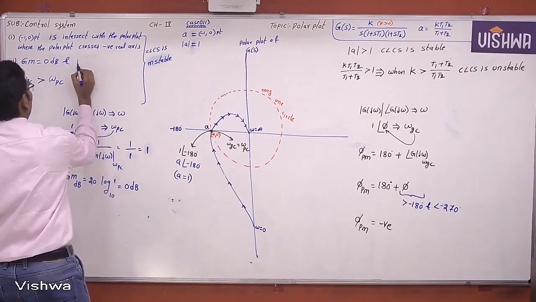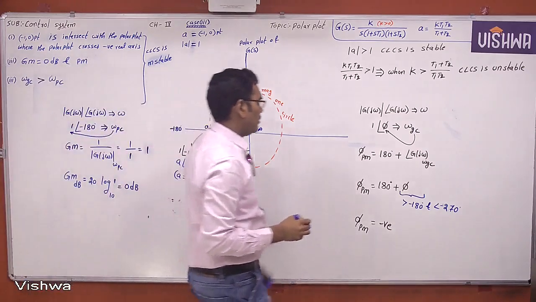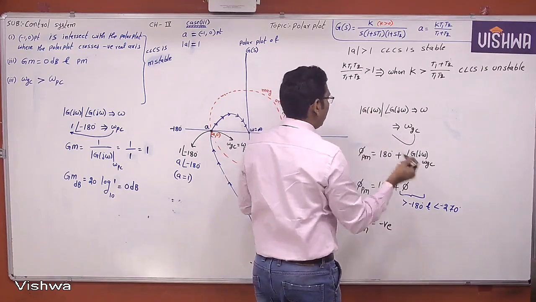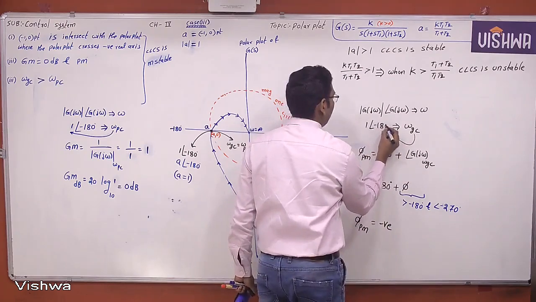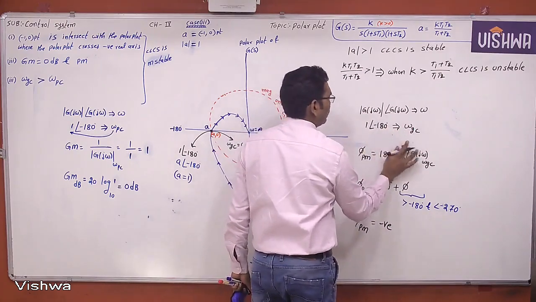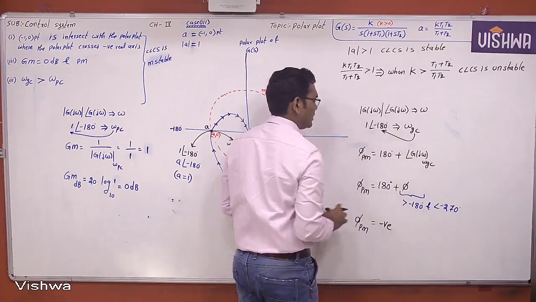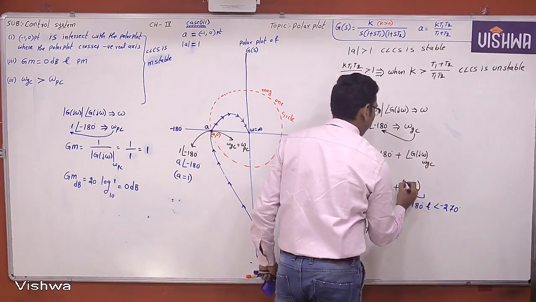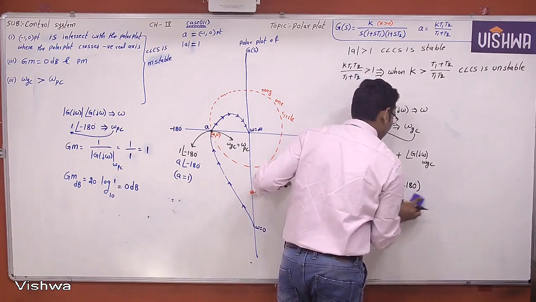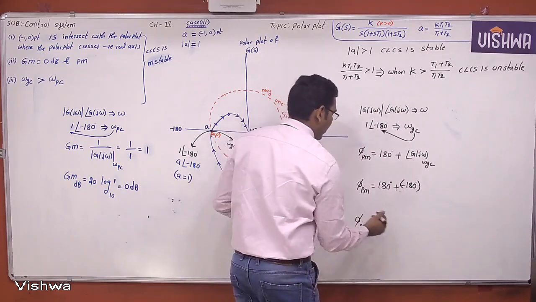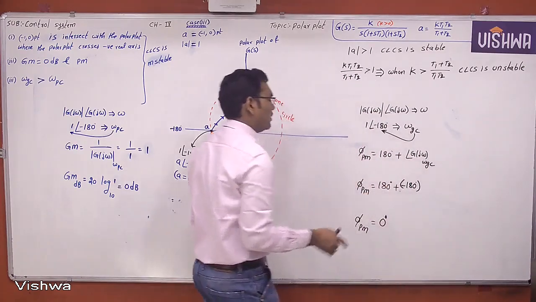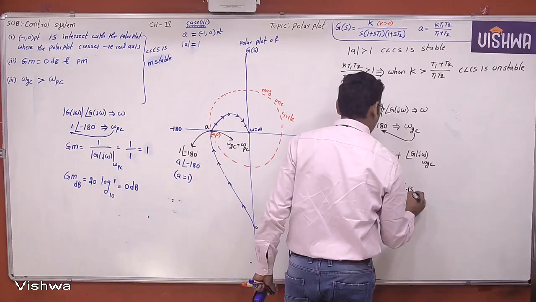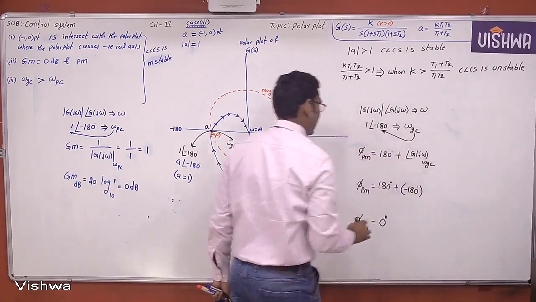And what happens to the phase margin? You already know, but you can cross check. Now 1 at an angle of minus 180 degrees, magnitude is 1, gain crossover frequency. At the gain crossover frequency, the phase angle is minus 180 degrees, and you add plus 180 degrees. Minus 180 degrees plus 180 degrees is exactly 0, so the phase margin is 0 degrees.